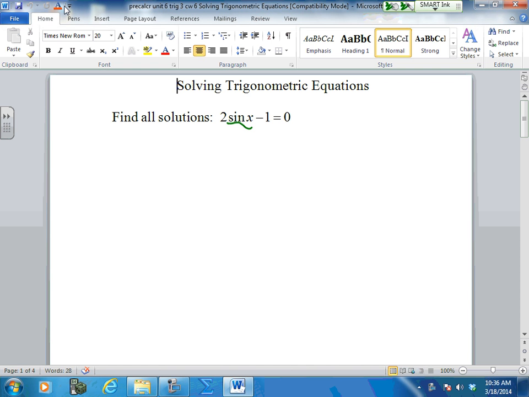So if I take this out, and I just go like this, how would you solve this? What's the first thing you're going to do? Add 1. You're going to do the same thing to your trig equation. This is your variable right here. You're going to add 1. You do the same thing that you would do to any algebraic equation.